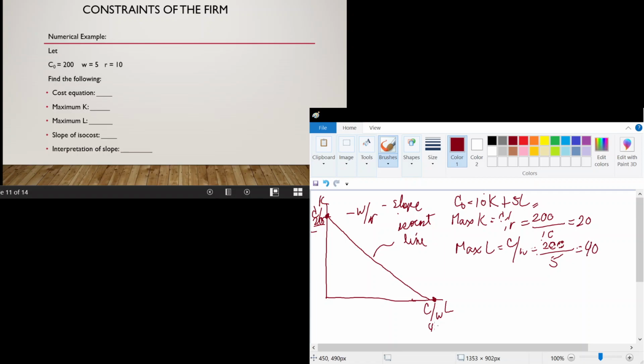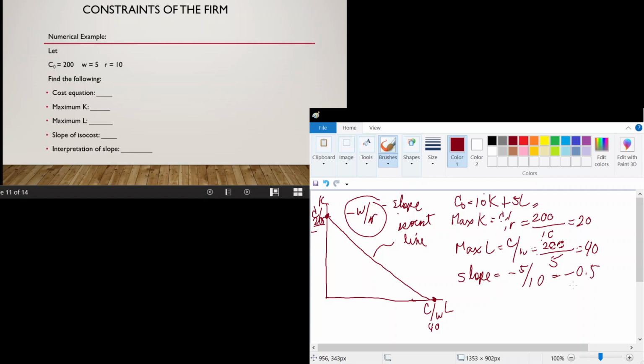So, we have here 40. Okay? So, what is the slope? Sabi natin kanina, the slope is negative W over R. So, the slope is simply negative. Yung W natin is equal to 5 over R, which is 10. So, negative 5 over 10 or negative 0.5.